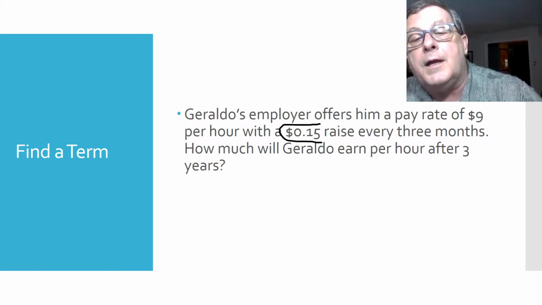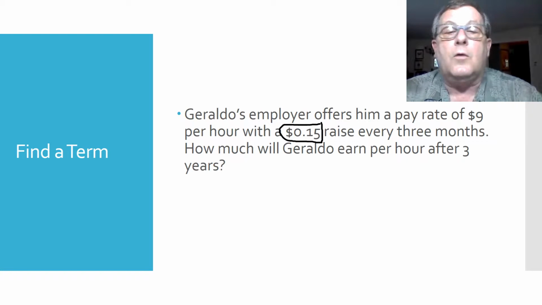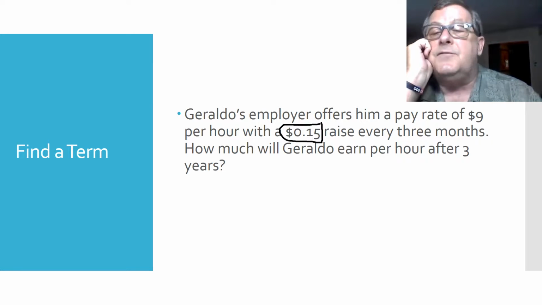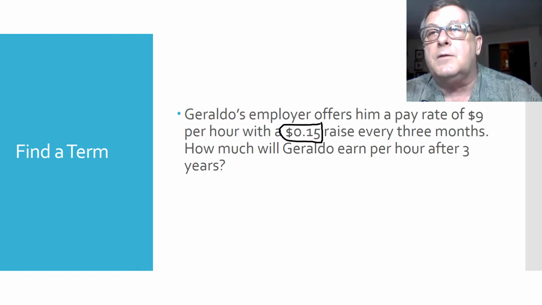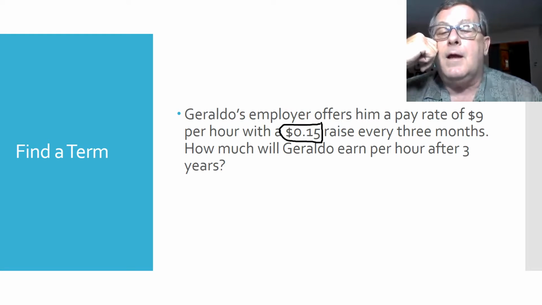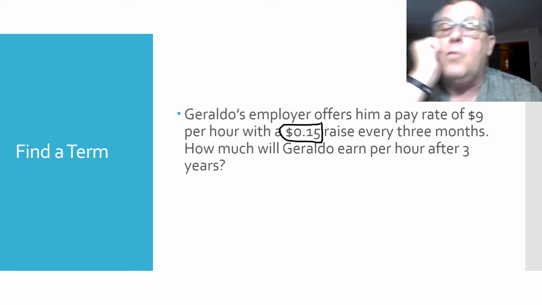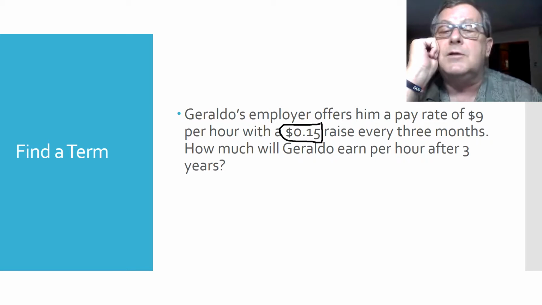Now, in this problem right here, let's read this. Geraldo's employer offers him a pay rate of $9 per hour with a 15-cent raise every 3 months. And then we're asked how much will Geraldo earn per hour after 3 years. So we can determine that this is in fact going to be an arithmetic sequence. He starts at 9, and 3 months later he's going to be at 9.15 an hour, and 3 months after that he's going to be at 9.30 an hour. And we could continue that all the way for 3 years, adding 15 cents to his previous pay rate.